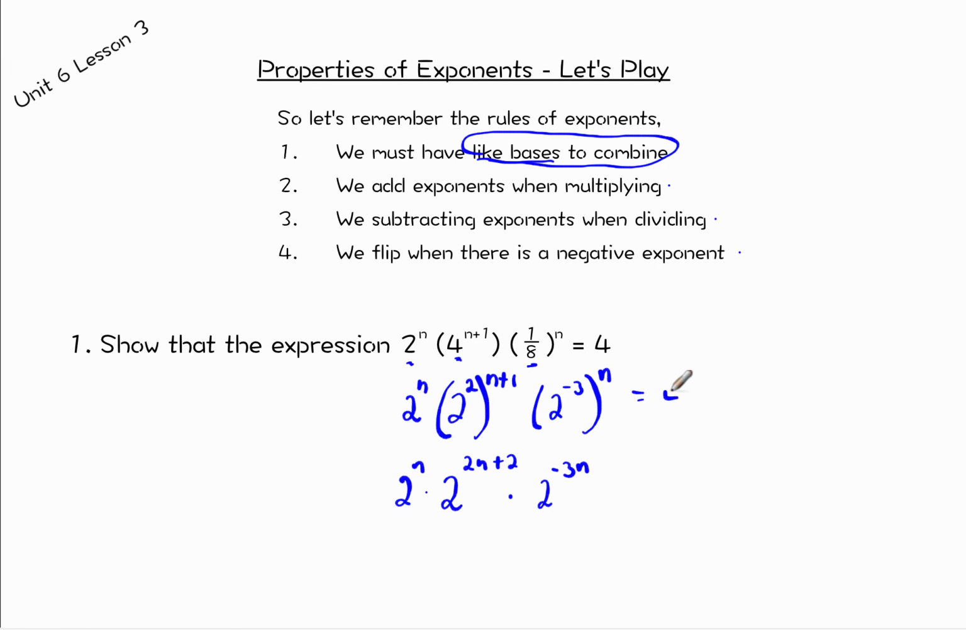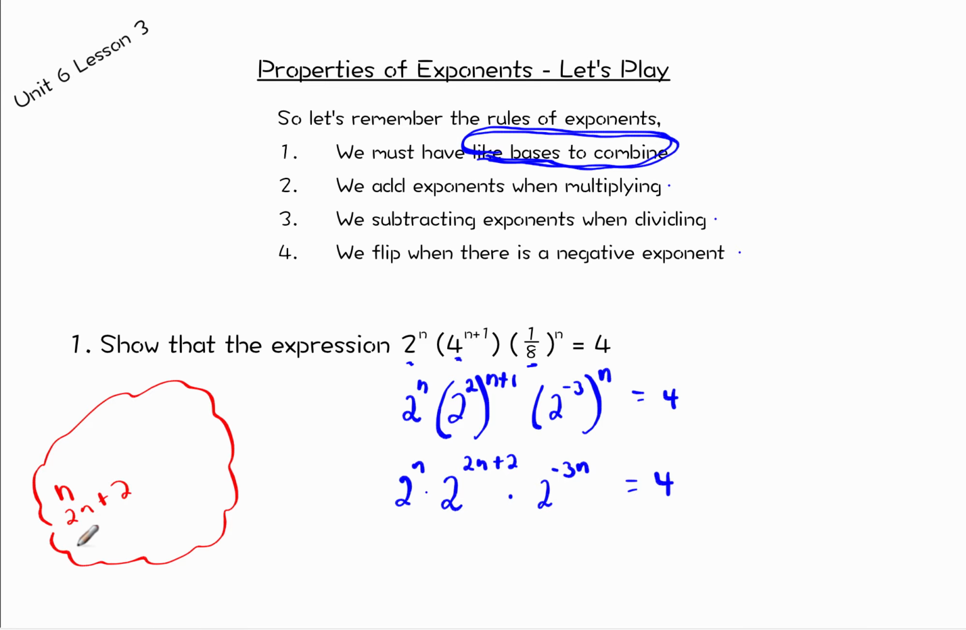Now we're still trying to see if all of this can boil down to that simple number 4. Well, now that we do have the like bases, we can combine. And right now we're multiplying, so that means we can add these exponents together. So if I come over here, this is what my brain should see. I have an n, I have a 2n plus 2, and I have a negative 3n. If I add all that together, well, n plus 2n is 3n, minus 3n, that just leaves me with the number 2. Wow, I can rewrite all this as base 2, and my exponents all got combined together to 2, and joy of joy, 2 squared is 4, which equals 4.